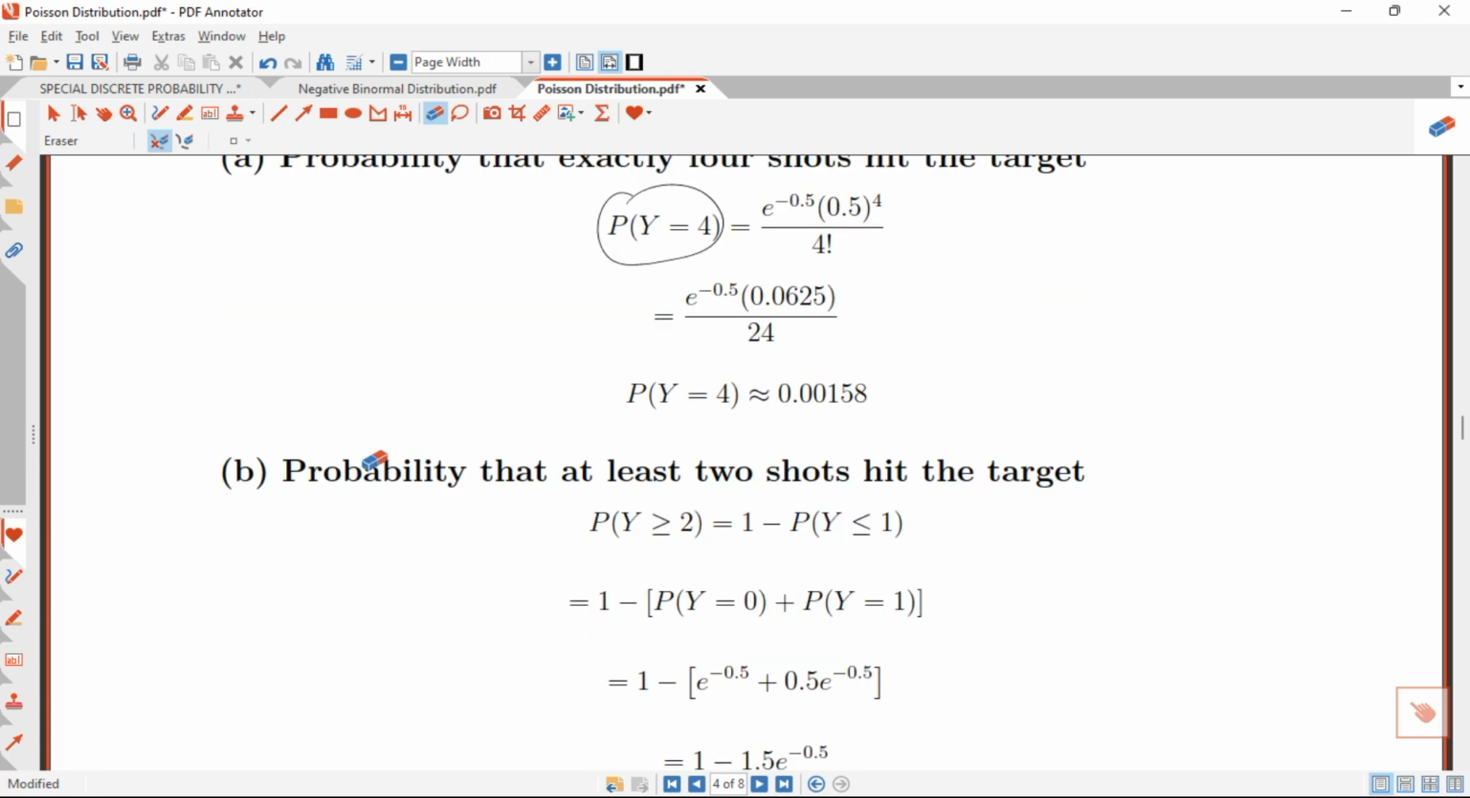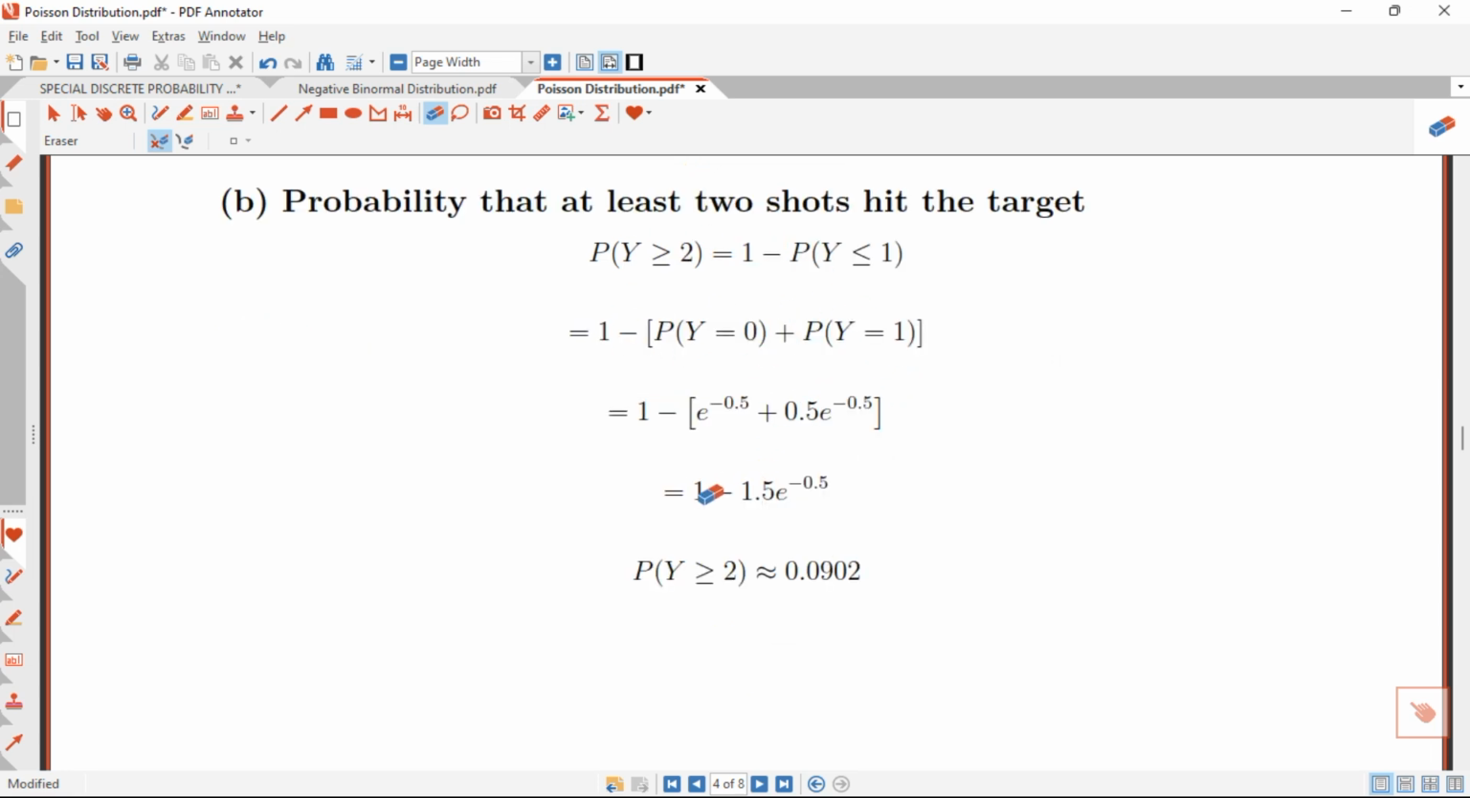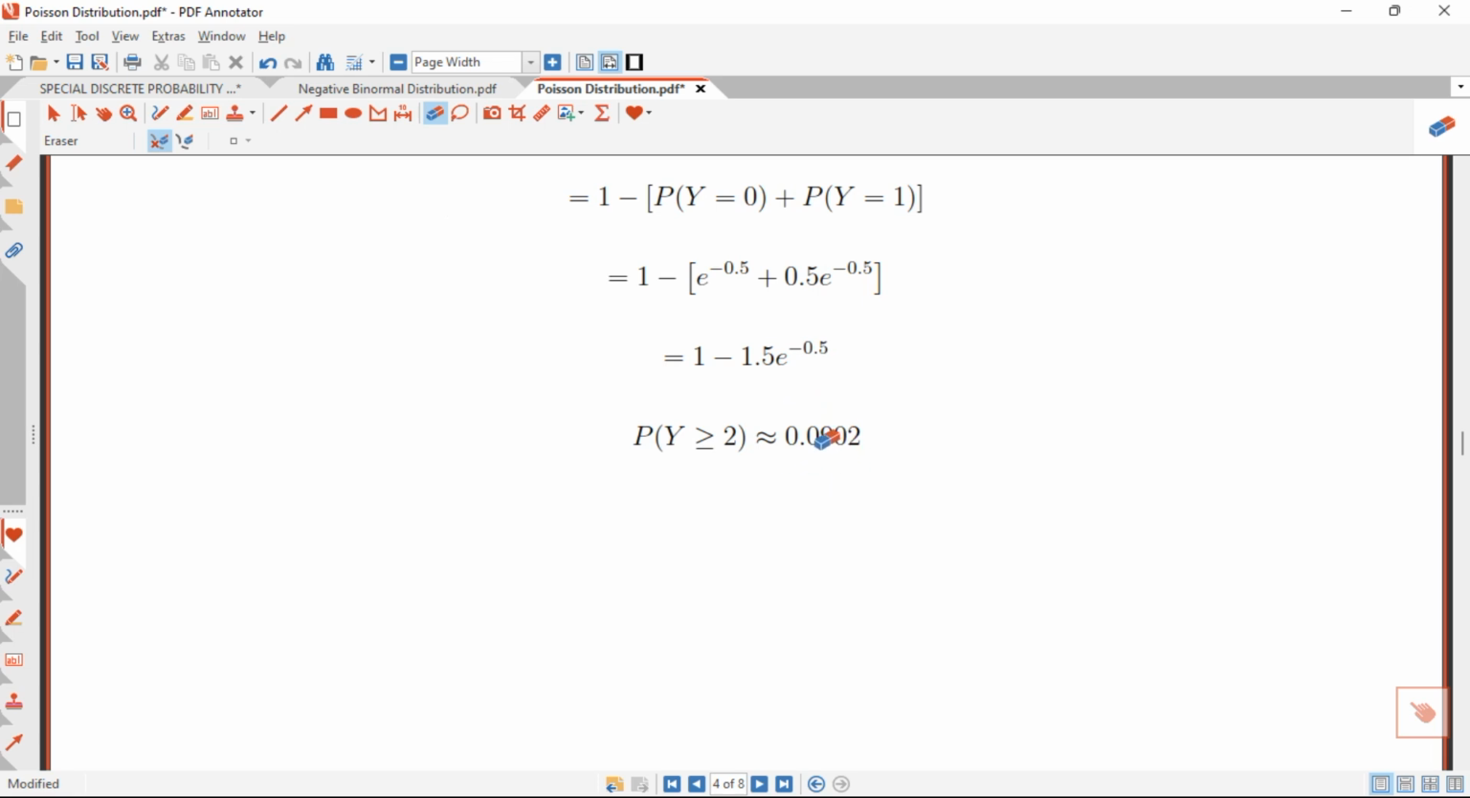And then the question says the probability that at least 2 shots hit the target. If at least 2 shots hit the target, it can be expressed as the probability that y is greater than or equal to 2, which is equal to 1 minus the probability that y is less than or equal to 1. Then our answer is 1 minus 1.5 e raised to the power negative 0.5, and we have 0.0902 to be our answer.